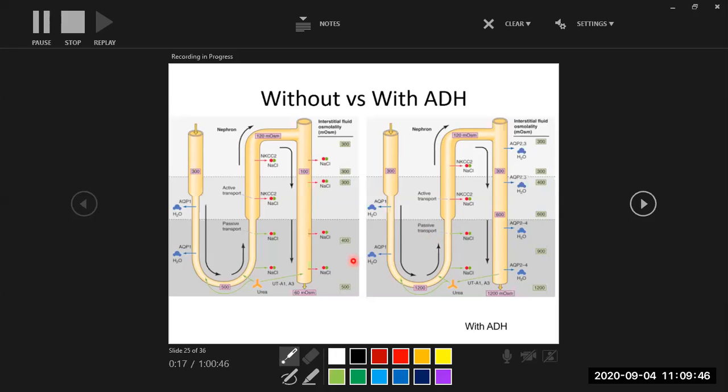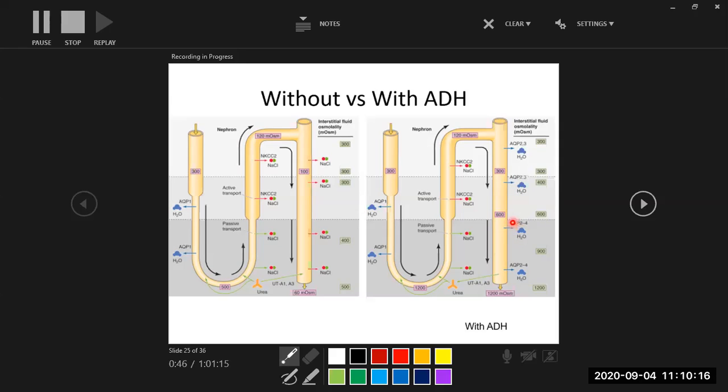The left side is the figure I just showed you, the one without ADH. On the right is the one with ADH. You can see that the major difference is in the collecting tubule and the collecting ducts. We increase a lot of AQP, called aquaporin channel, AQP3 here, and AQP4 here.